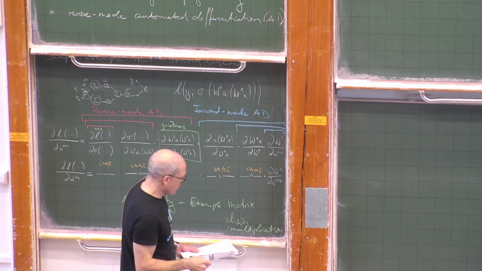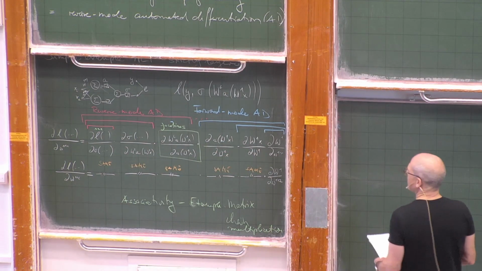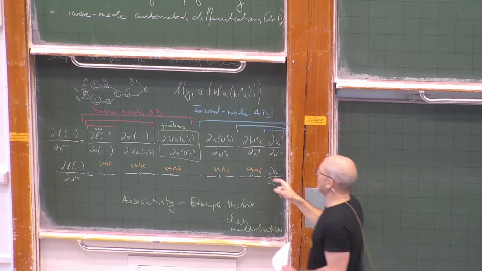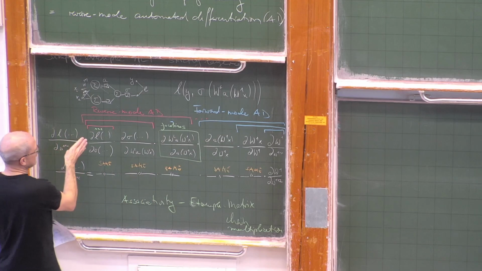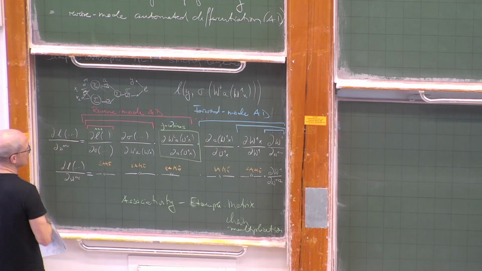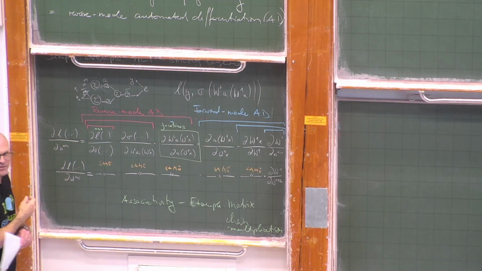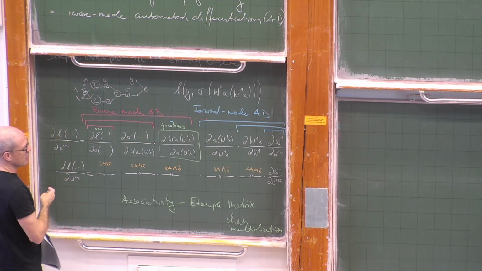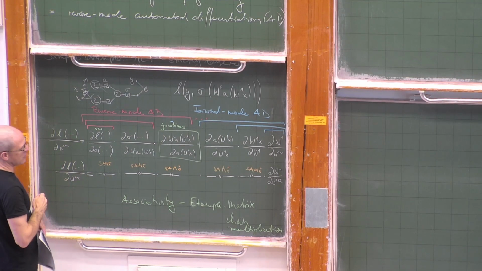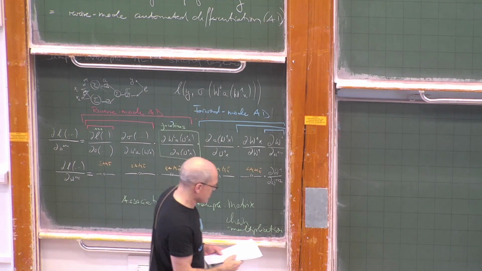Okay, now writing down this chain rule and deciding what to do is easy as long as we have this strictly layered architecture. But as soon as we introduce skip layers or other loops in our computational graph, things become more complicated.